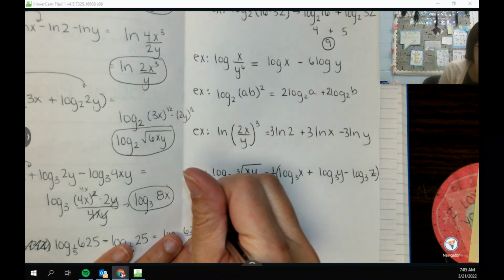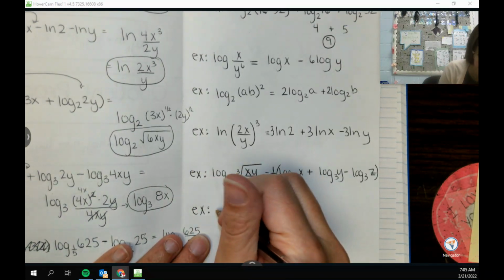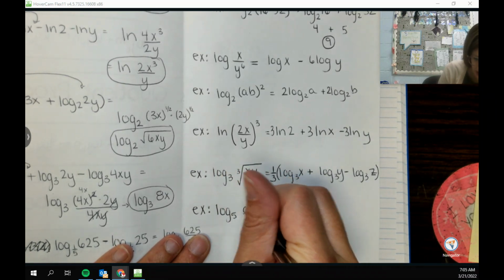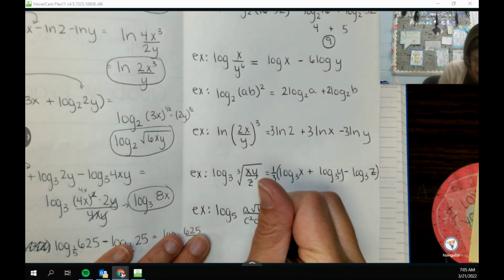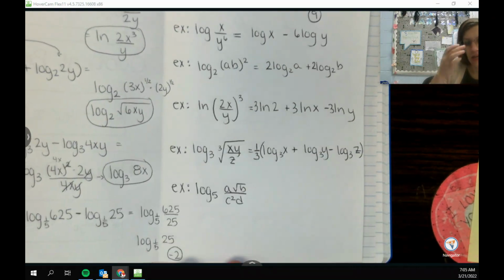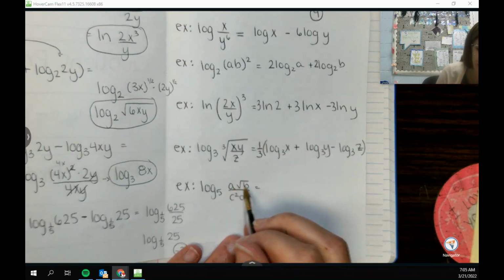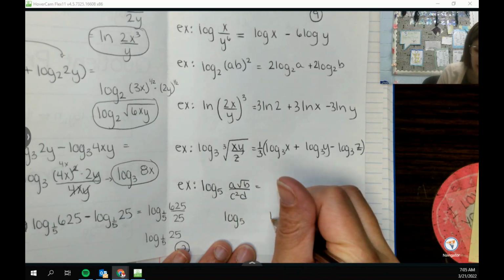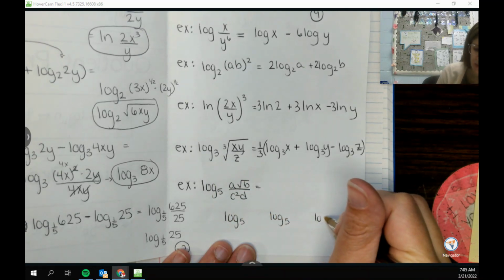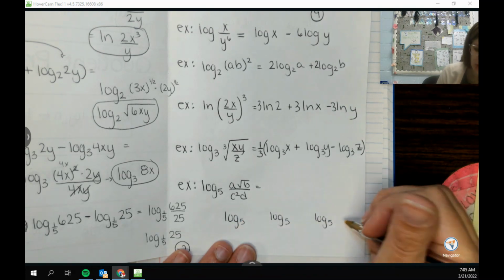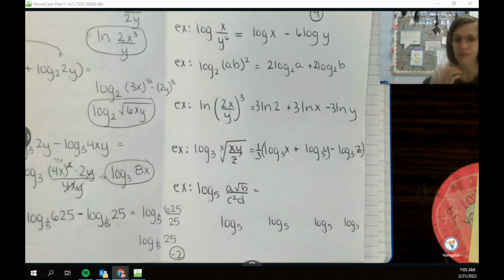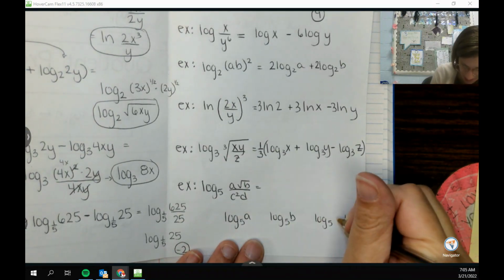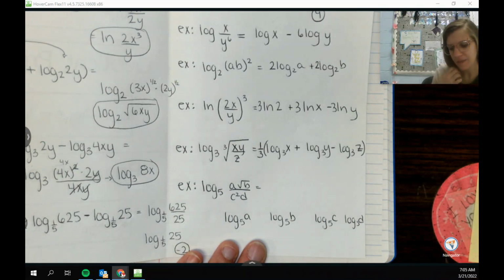Okay, let's try one more, and then we'll be good to go here. So let's say we have log base 5 of a root b over c squared d. Okay, so this time I can tell that I need 1, 2, 3, 4 logarithms. I'm going to write this on the next line. So log base 5, log base 5, log base 5, log base 5. Squeeze that guy in there. My numbers in order are a, b, c, then d.